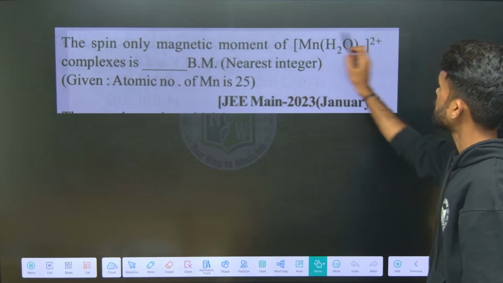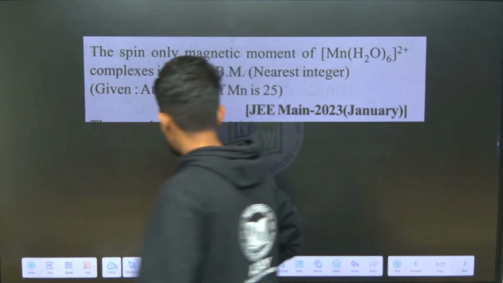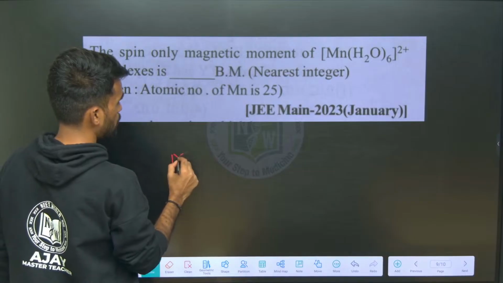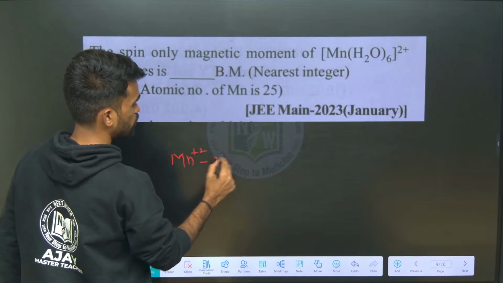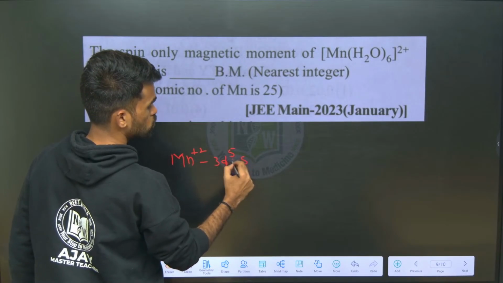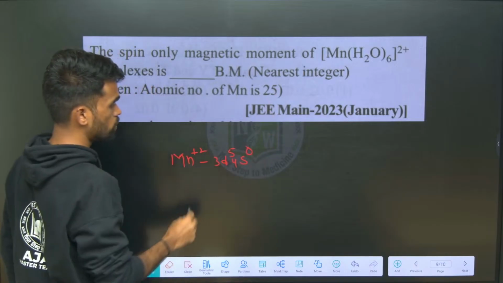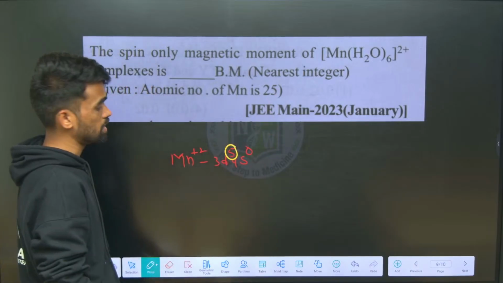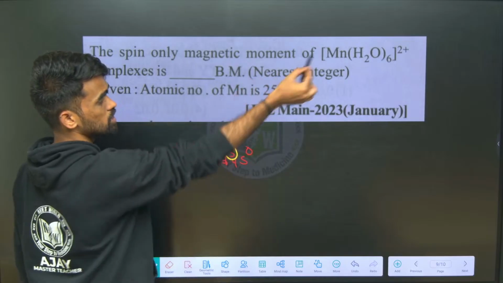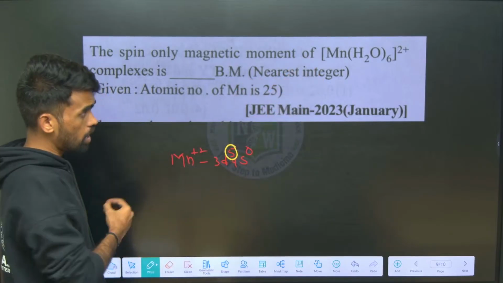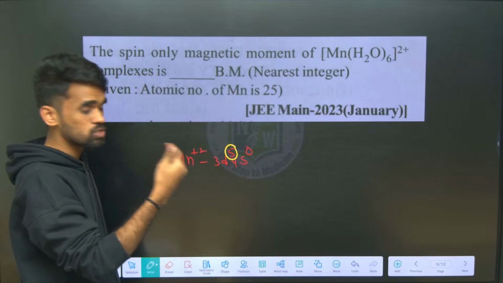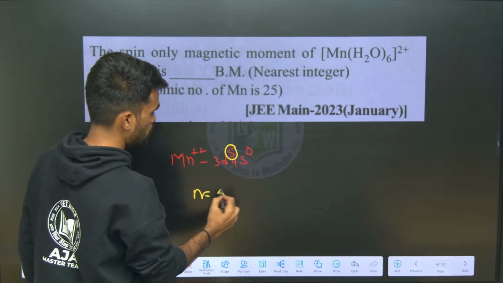So, spin only magnetic moment. How do you find it? First find its oxidation state, Mn plus 2. So d5 s2, s2 means plus 2, remove the 2 s electrons. Now how many unpaired electrons are there out of these 5? Since it is a weak field ligand, all the electrons are filled following Hund's rule. So you will get 5 unpaired electrons.